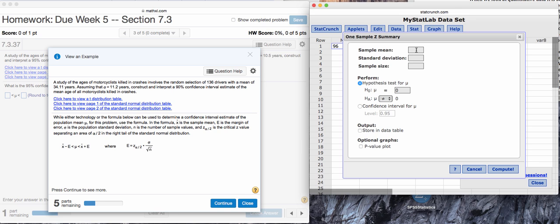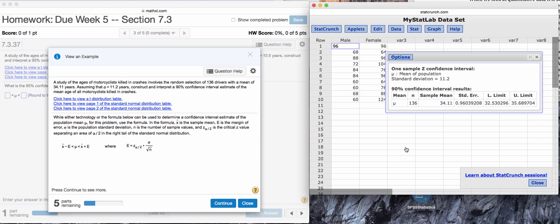And we know from our problem that the mean is 34.11, the standard deviation is 11.2, and we had 136 drivers. We're going to change this to a confidence interval and look for clues as to what level of confidence, in this case, a 90% level of confidence. Then hitting compute, StatCrunch will do all the heavy lifting for us.